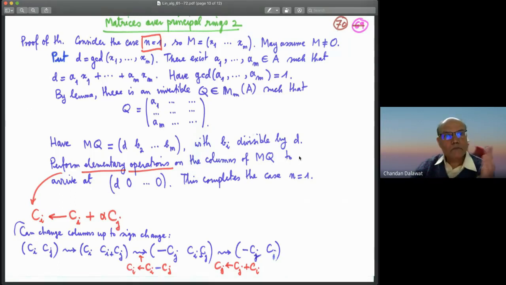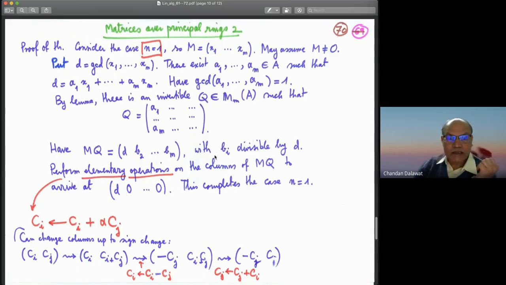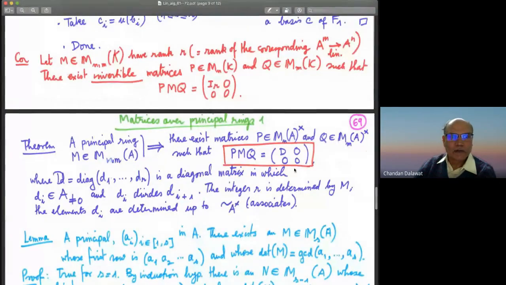From a matrix with first row x1 to xm, by multiplying it on the right by some invertible matrices, I've got a matrix whose first row is D, 0, 0, 0, etc. D in the first place and zeros elsewhere. So that proves the case of the theorem.